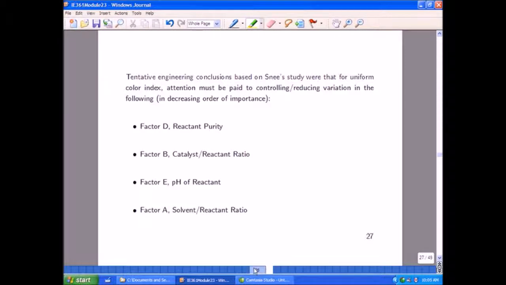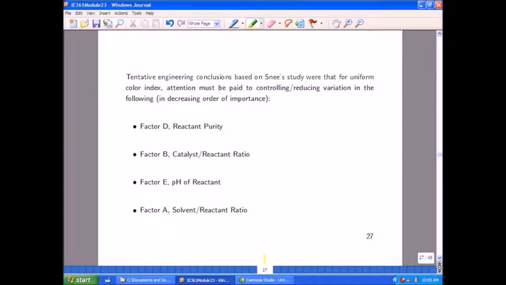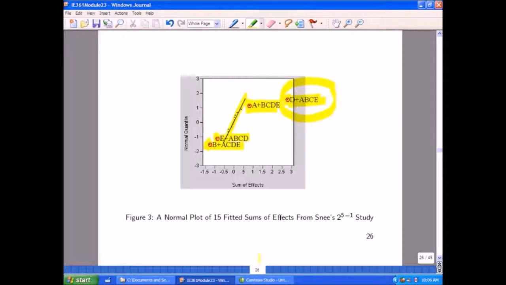But looking back at this, the point that is furthest from the line is that D plus ABCE point, and that would suggest that the most important factor is factor D, the reactant purity. The second most important one is this one, because it's the next furthest from that line that I've drawn in there. It's the second biggest sum in this table.